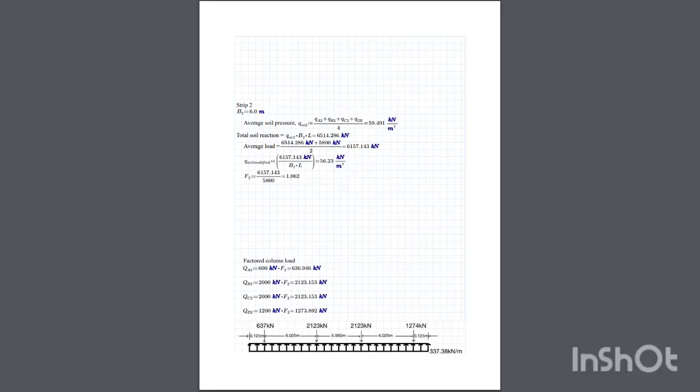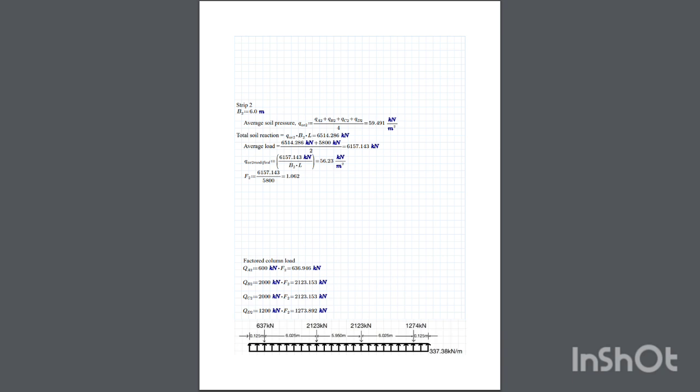Okay, as for strip 2, the B2 is 6 meter. Then we use the average soil pressure QAV2 and we found 59.491 kilonewton per meter square. And the total reaction is QAV2 times B2 times length. Then we got 6514.286 kilonewton. Then we find the average load by dividing it by 2.